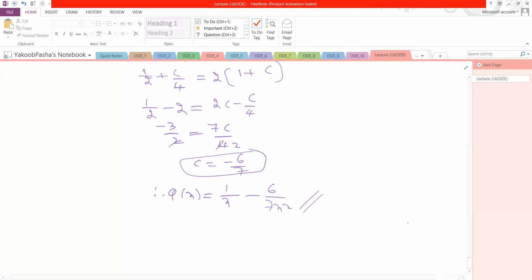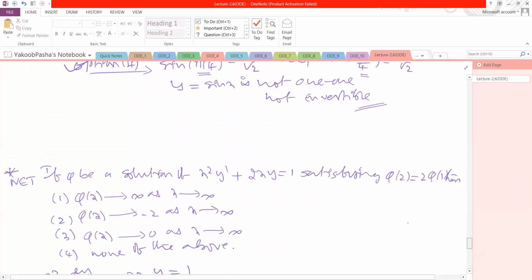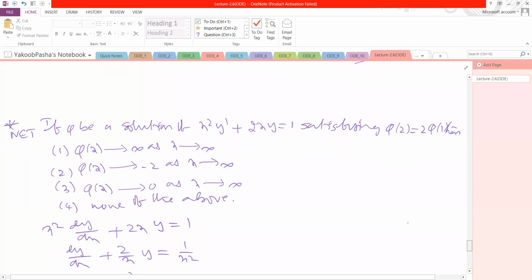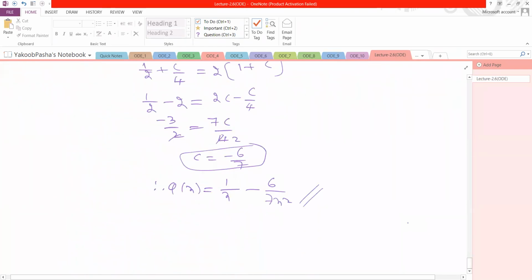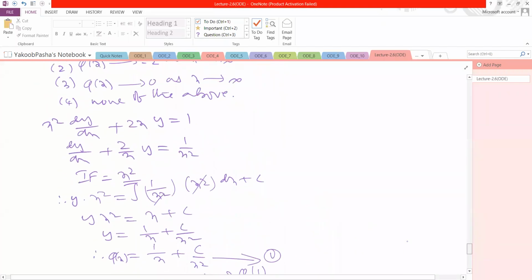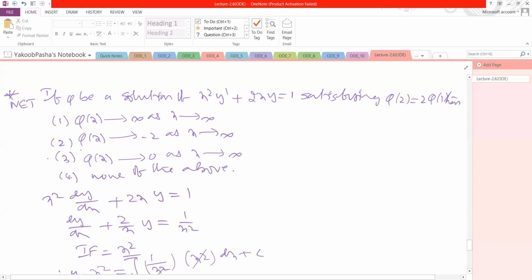In all 4 options we have x tends to infinity. Now what is the value of phi of x? We need to find it. As x tends to infinity, 1 by x tends to 0 and minus 6 by 7x square also tends to 0. So therefore phi of x tends to 0. This is the right option: phi of x tends to 0 as x tends to infinity.